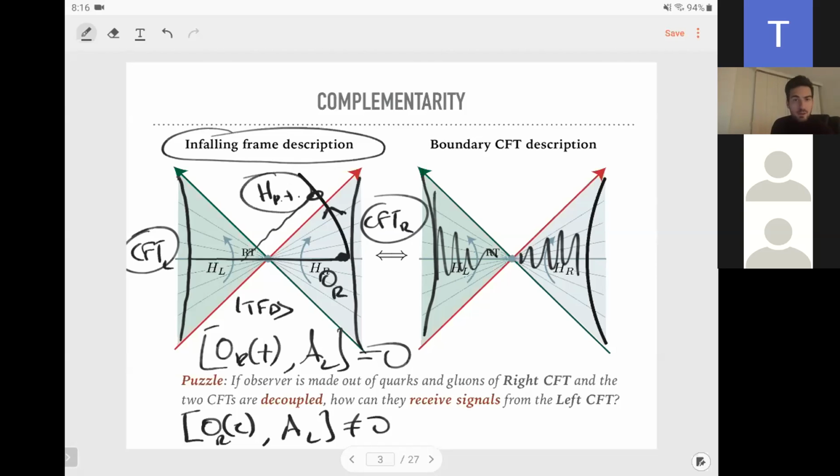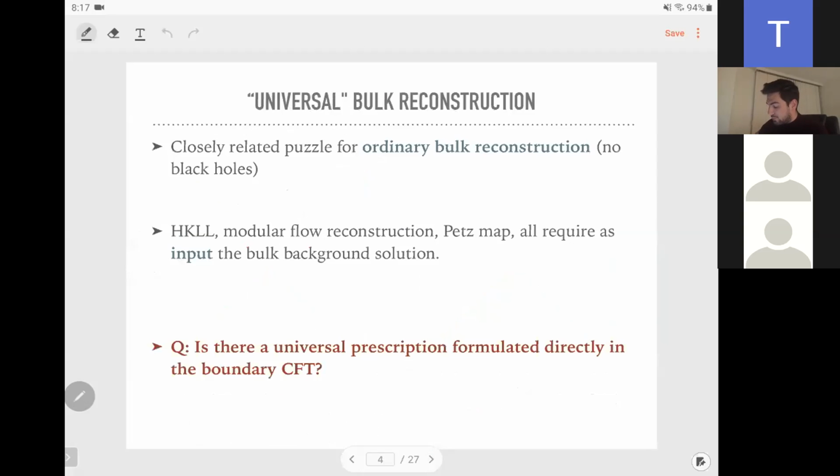It was pointed out by Marolf and Wall back in the early days of the firewall debates. And it's also a puzzle that we will actually make some progress towards resolving. So the big question is, what are the rules for constructing this Hamiltonian? What are the first principle rules for switching to this internal perspective? I'm motivated by black holes, but I could also ask the same question in ordinary bulk reconstruction without black holes.